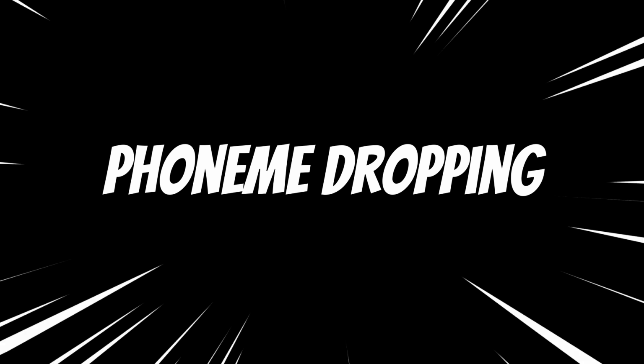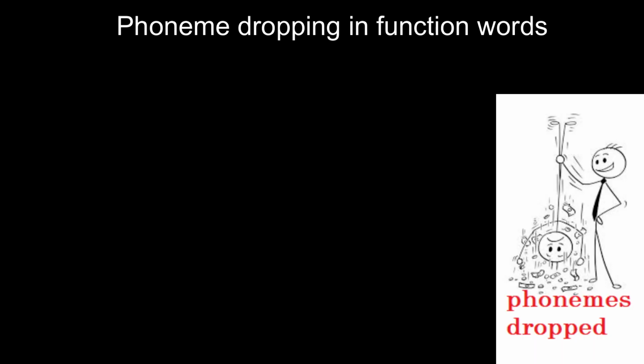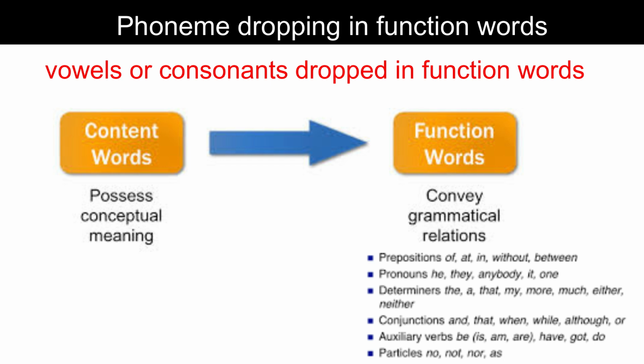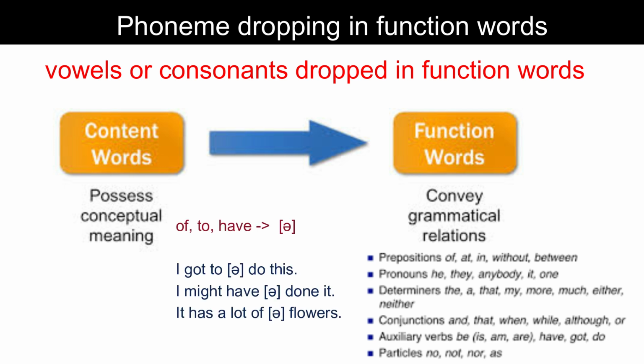Phoneme dropping in function words. Phoneme dropping means some vowels or consonants of words are elided. Phoneme dropping happens frequently in function words, since function words are normally unstressed. These are examples of function words with some phonemes dropped. The words of, to, and have all tend to elide to nothing more than a schwa in fast conversational speech. I gotta do this. I might have done it. It has a lot of flowers.